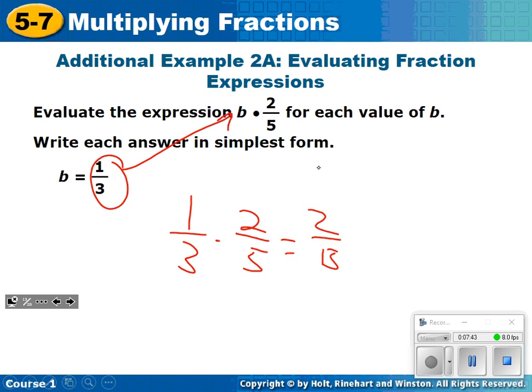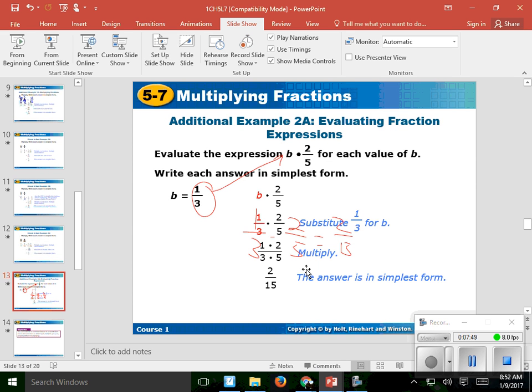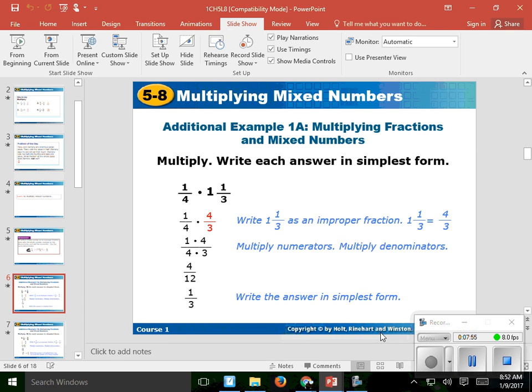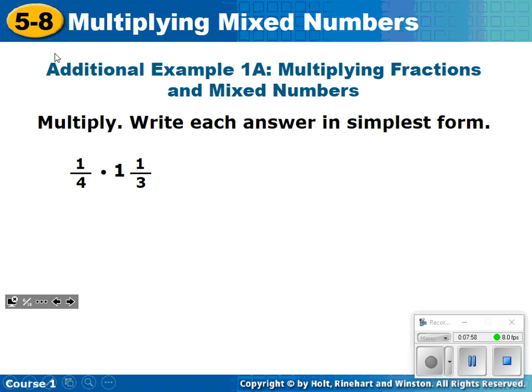Okay. We're going to skip ahead here. We're going to talk about ones that look like this. Now we're throwing another wrench in the system. What do we have to do first? Yeah, we got to rewrite this one. We got to make this into an improper fraction. We got 1/4 times 3 times 1 is 3 plus 1 is 4 over 3.